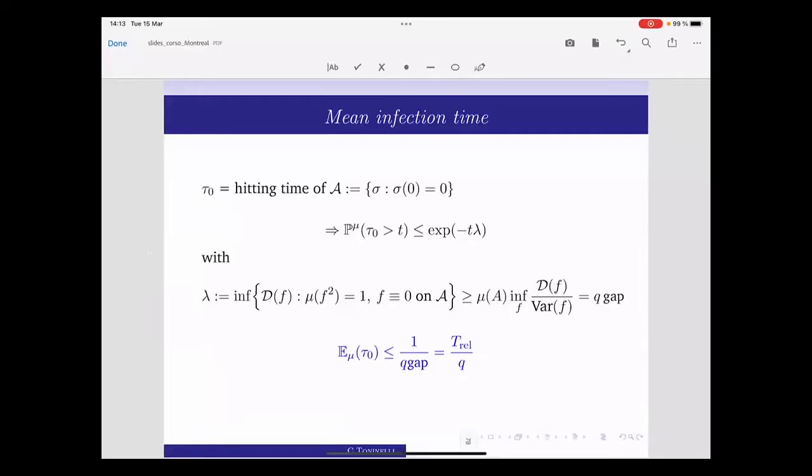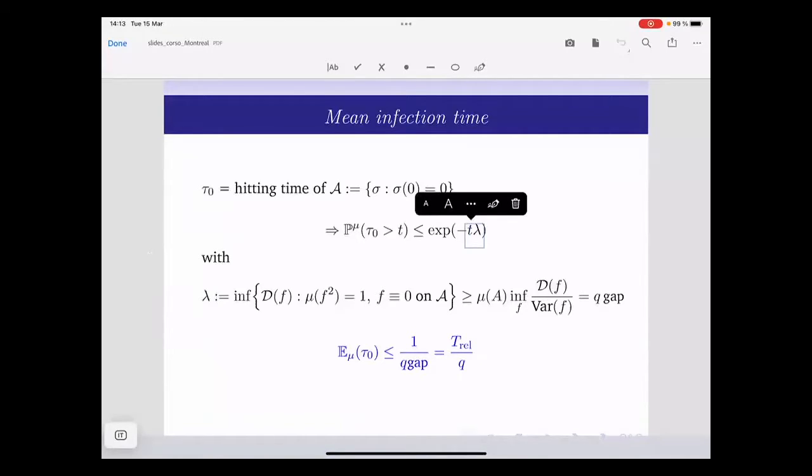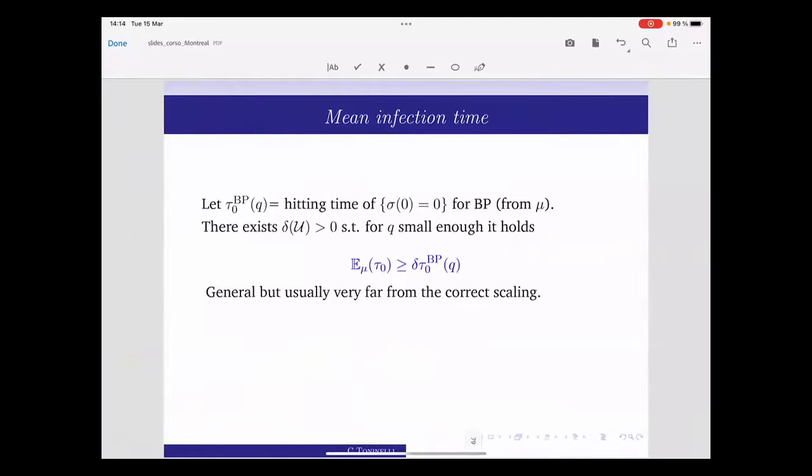So this variational formula leads immediately to the fact that this speed of decay to 0 of this probability is governed by the spectral gap: it is at least as fast as the spectral gap times the mean of the set I want to hit. Here the set is where the origin is 0, so the mean under this initial measure from which I'm starting. So the hitting time under the stationary measure is again quantified by this relaxation time.